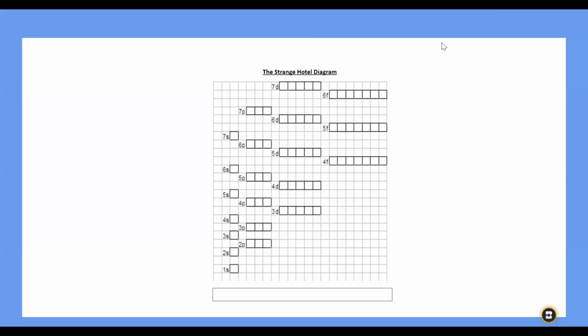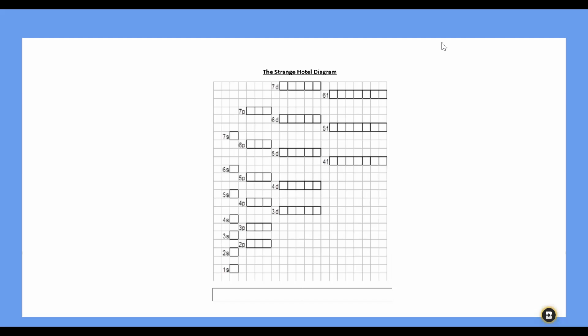This topic I normally prefer to teach in class where students participate a lot. And I'm hoping you will participate as you watch. If you do not participate, you will not understand it. It can be very simple and it can be complicated at the same time, depending on how you choose to follow the lesson. What I have here is called the strange hotel diagram.